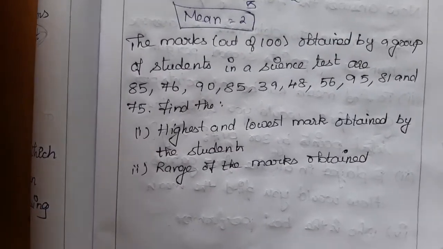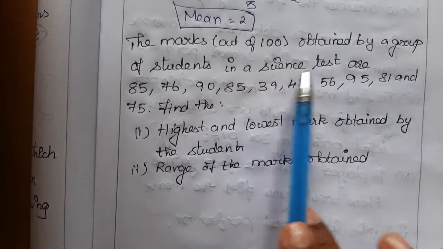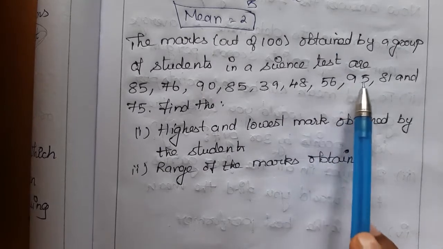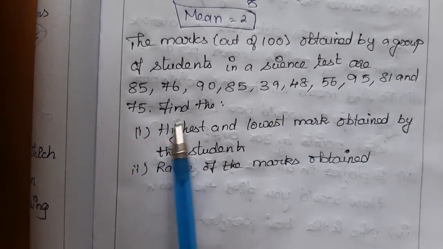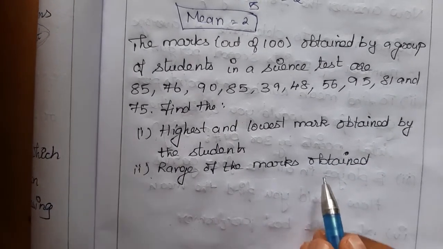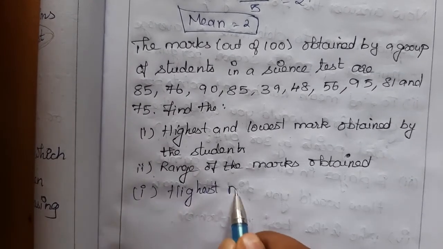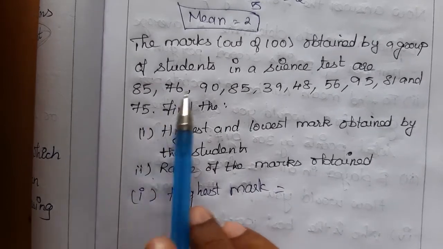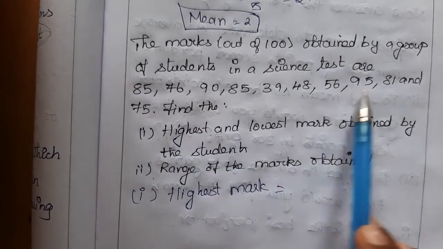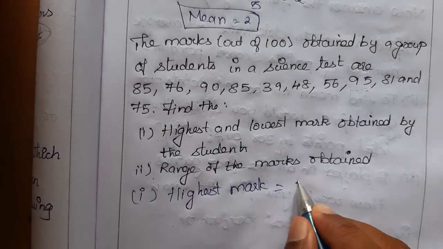Here we go for the next problem. Marks out of 100 obtained by a group of students in a science test are 85, 76, 90, 85, 39, 48, 56, 95, 81 and 75. Find the highest and lowest mark obtained by the students. The second question: the range of the marks obtained. So first they asked to find the highest mark. What is the highest mark in the given data? It is out of 100, so which is near to 100? 85, 90, 90 is the highest, I think. No, 95 is there, more than that. Is there anything greater than 95? No. So the highest mark is 95.